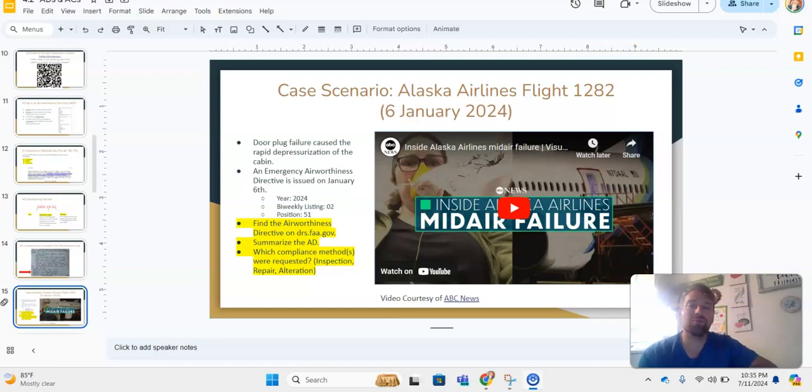Okay, so the moral of the story here is that airworthiness directives don't always happen because of emergencies. However, it is important to note that emergency airworthiness directives are often given out after emergencies, and you can see that clearly right here. So here's what we're going to do. We have the information for the airworthiness directive right here, and we're going to take some time to look it up. Again, keep this in your mind here. We have the year 2024, biweekly listing 2, and position 51.